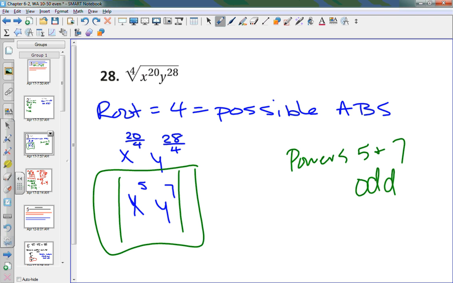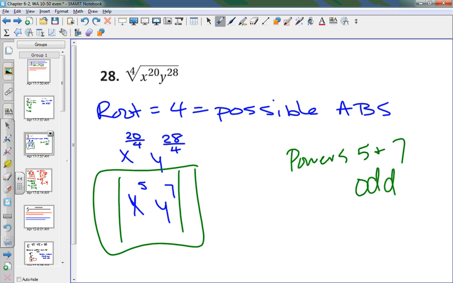So, when do I need absolute value bars? When your possible root is even and your reduced powers are odd. Why would you need it though? Because I don't know for sure what x is. x could be positive or x could be negative. I've not assigned a value to it. I have not assigned a value to y.